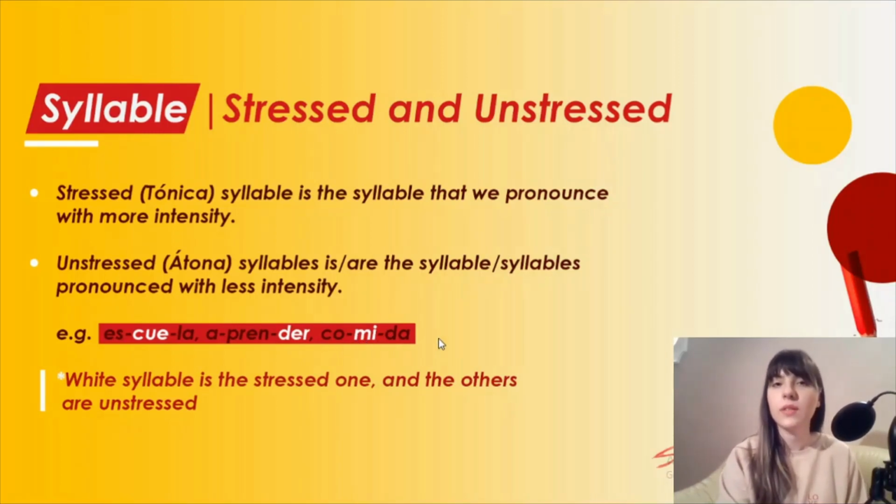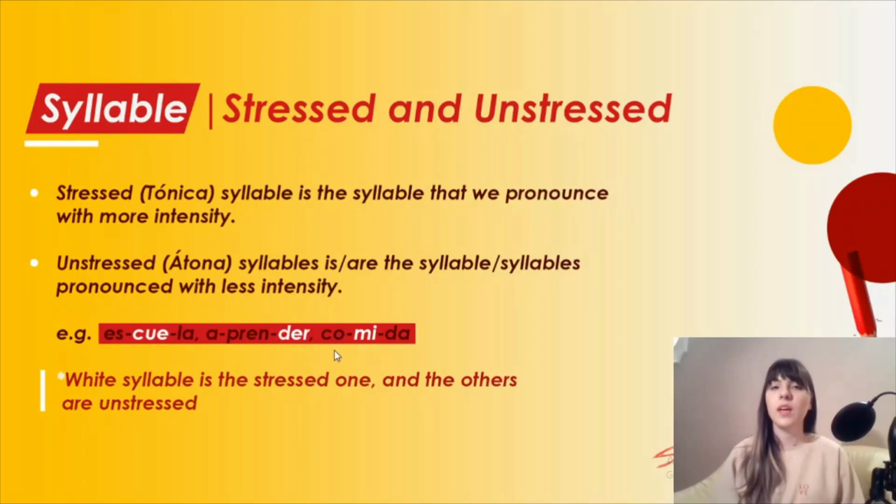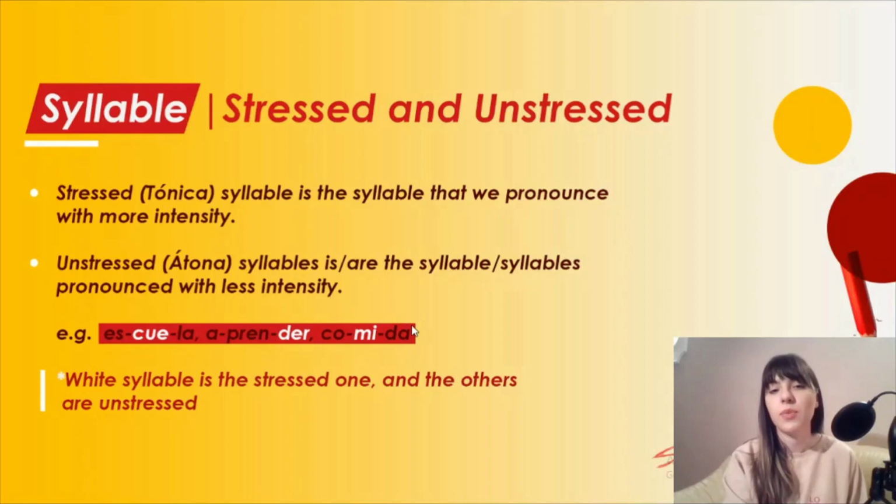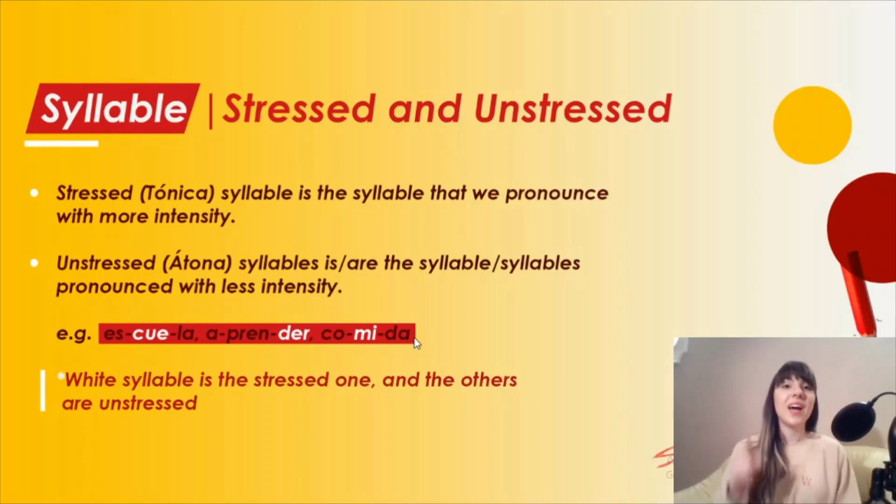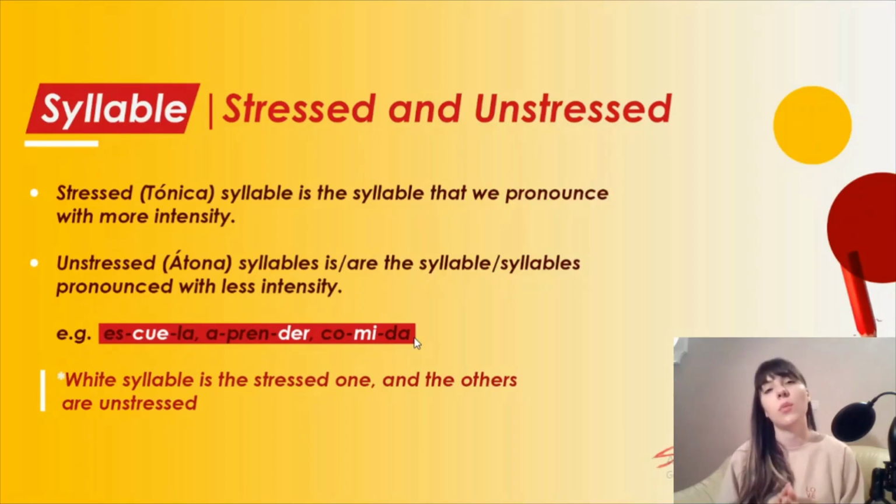So we pronounce this word, comida. If I pronounce this word putting more intensity into the first syllable, it will be comida. Okay, so you can see that there is something wrong with that pronunciation. And also, if I pronounce this word putting more intensity into this last syllable, comida, you can see that also there is something wrong with this pronunciation. So pronounce these words by yourself and you will see that the stressed one is the syllable where we put more intensity. So once more we pronounce this word, comida.